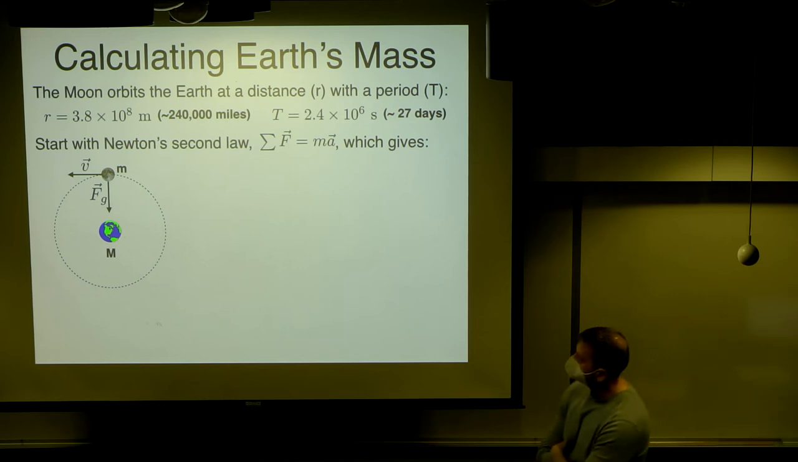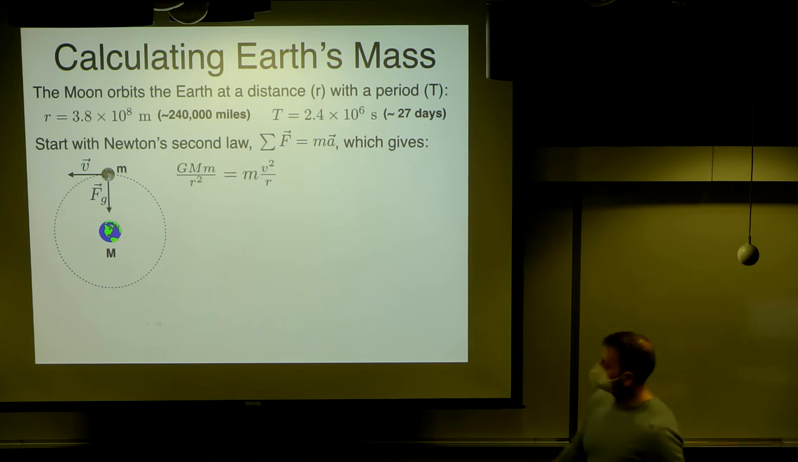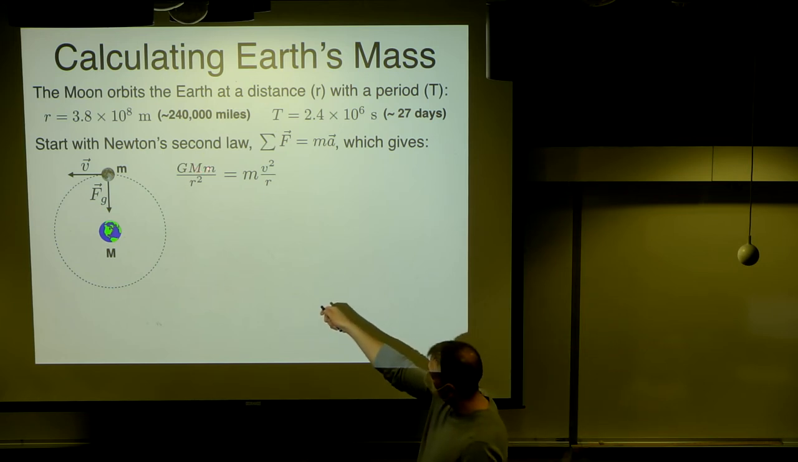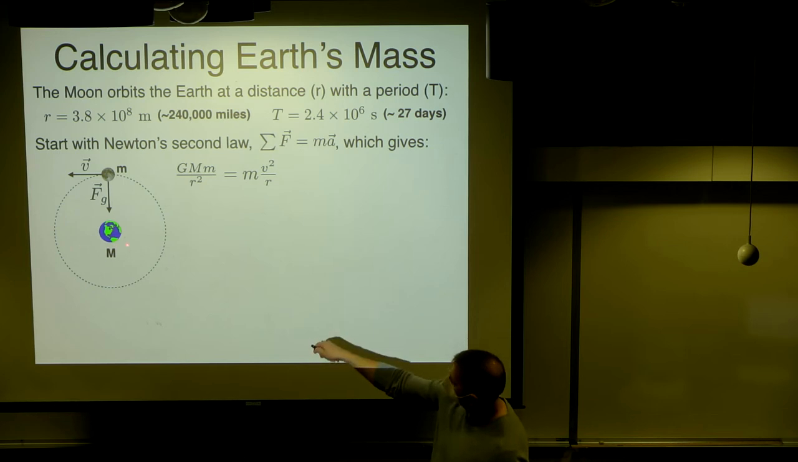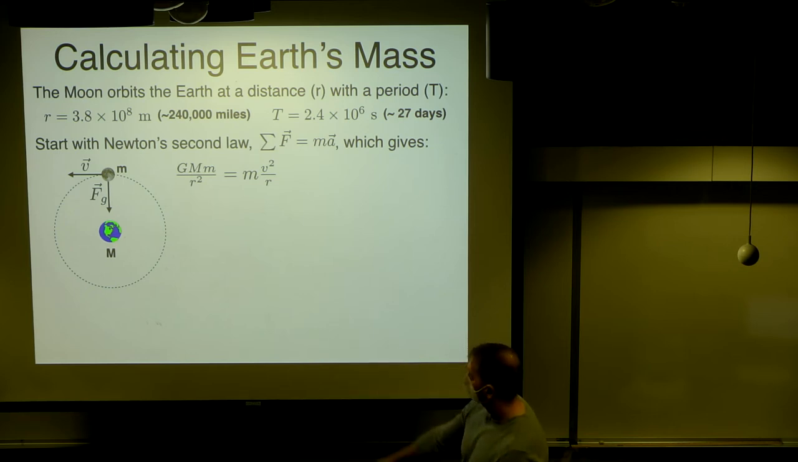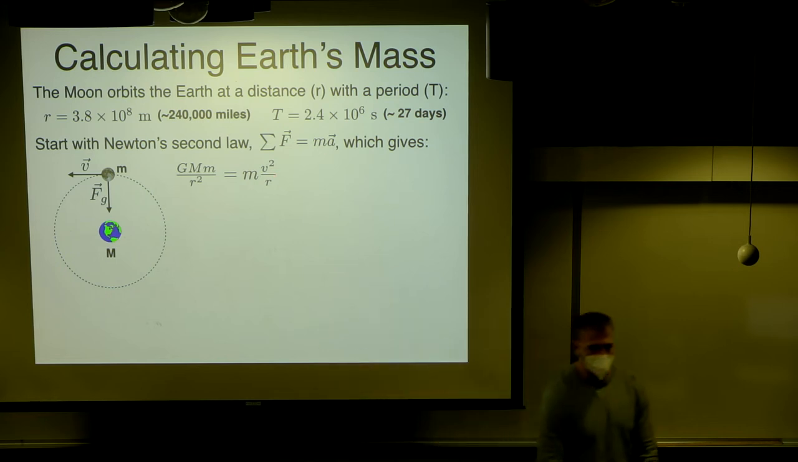So again, we're going to start with Newton's second law, F equals ma. We have only one force acting on the moon, which is the force of Earth's gravity in this picture. And that force, remember, is big G, big M, little m, divided by r squared. That's the force of gravity between the Earth and the moon. That equals mass times acceleration. So we take the mass of the moon, which is little m in this case, times v squared over r, which is our acceleration.